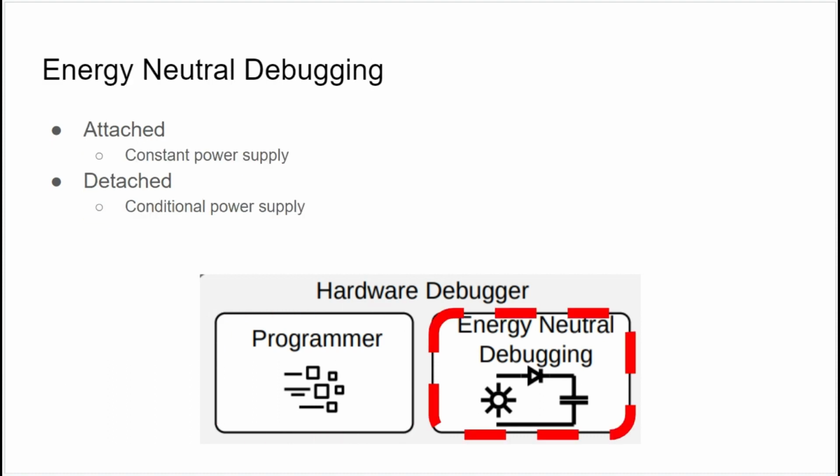So next is energy neutral debugging. And this is split into two parts, which is attached, where you have a constant power supply. This gives flexibility and makes the device seem like it's part of a normal embedded system with no intermittent computing.